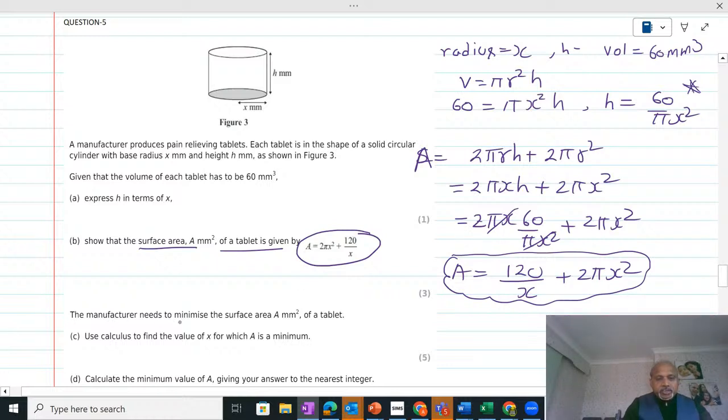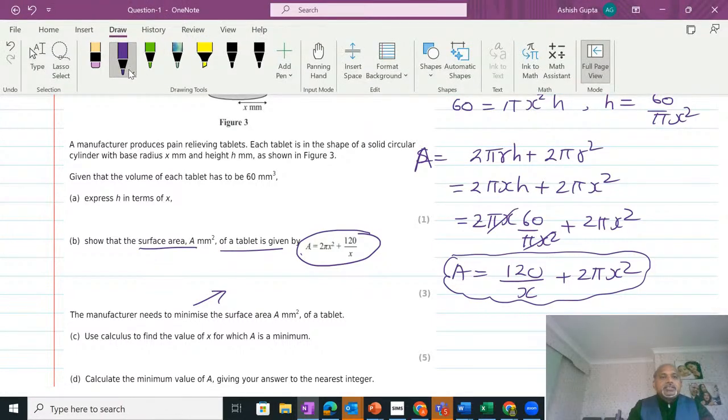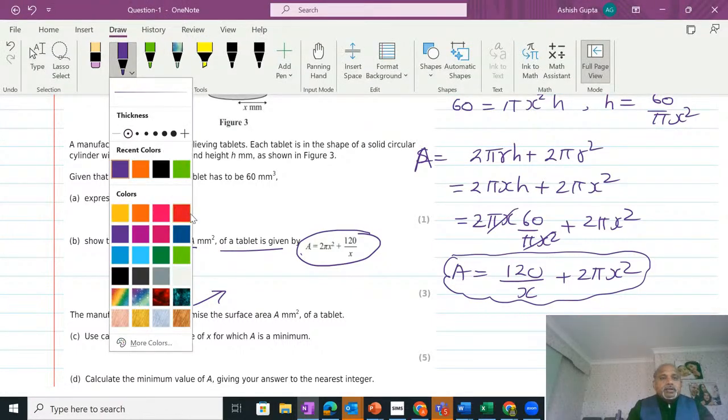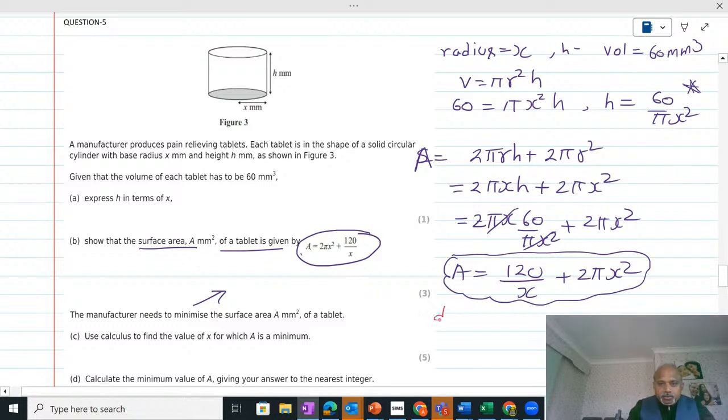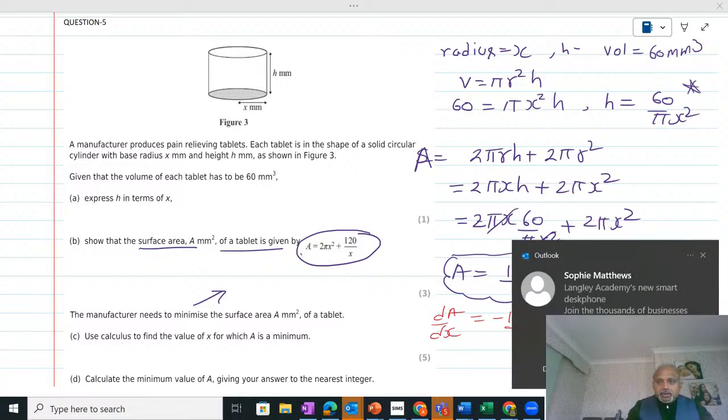Now they are saying the manufacturer needs to minimize. Again, they are using minimize, maximize. So after today's session, I think you will develop mastery skills. Once you read minimize, they are telling you to differentiate A with respect to x. Okay, so let's differentiate with respect to x. Here we are going to do dA over dx. If we differentiate, we will get minus 120 over x square. I'm just writing directly.